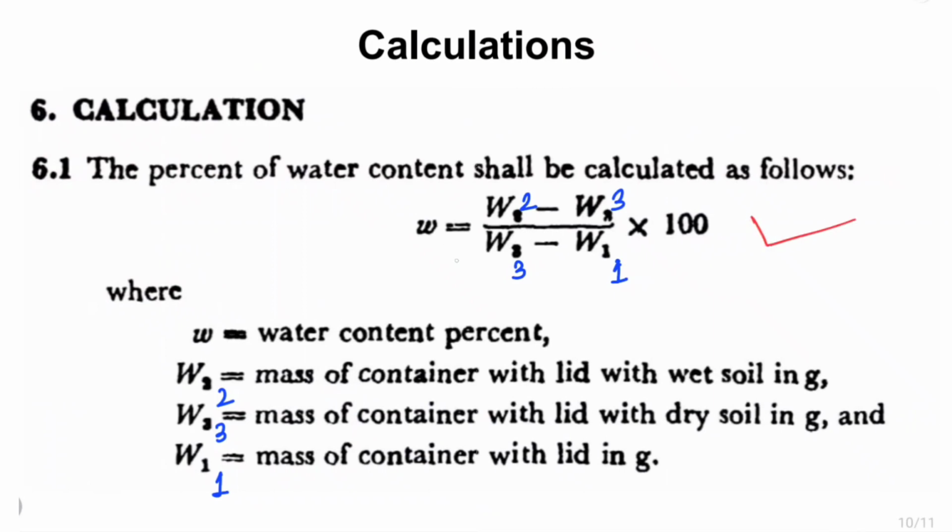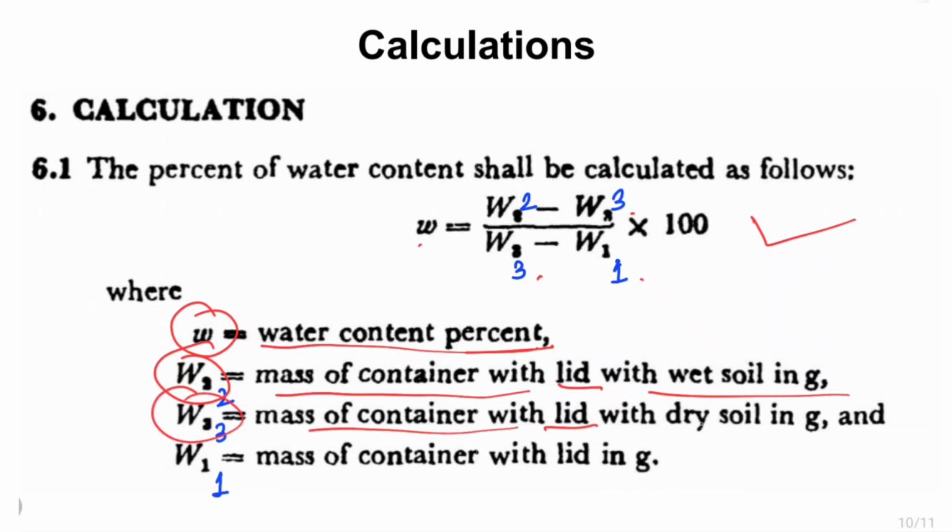The formula shows that w, the water content in percentage, equals (W2 minus W3) upon (W3 minus W1), times 100. One by one, we'll understand what W2, W3 and W1 are. w is the water content of soil sample in percentage. W2 is the mass of container with lid with wet soil. W3 is the mass of container with lid with the dry soil, in grams. And W1 is the mass of the empty container with the lid, in grams.